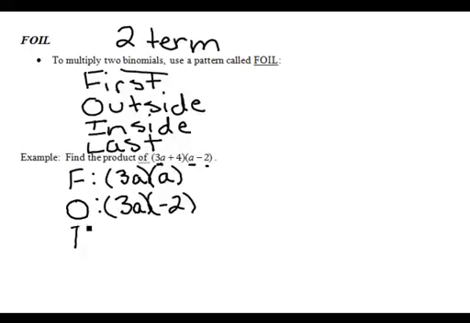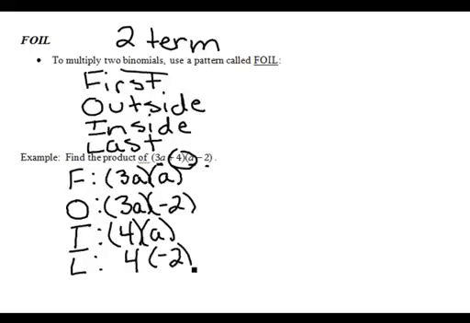My inside terms are the terms 4 and the a term. They're on the inside of the binomials. And then the last terms I would multiply would be the 4 times the negative 2.